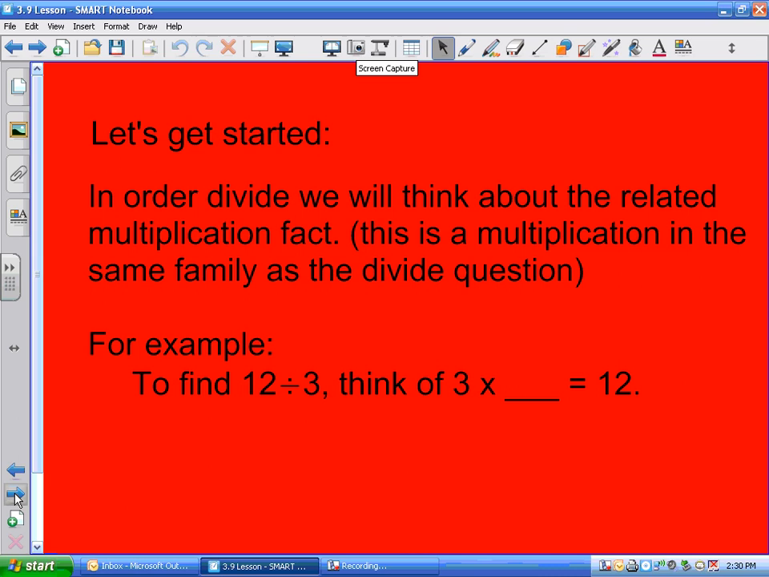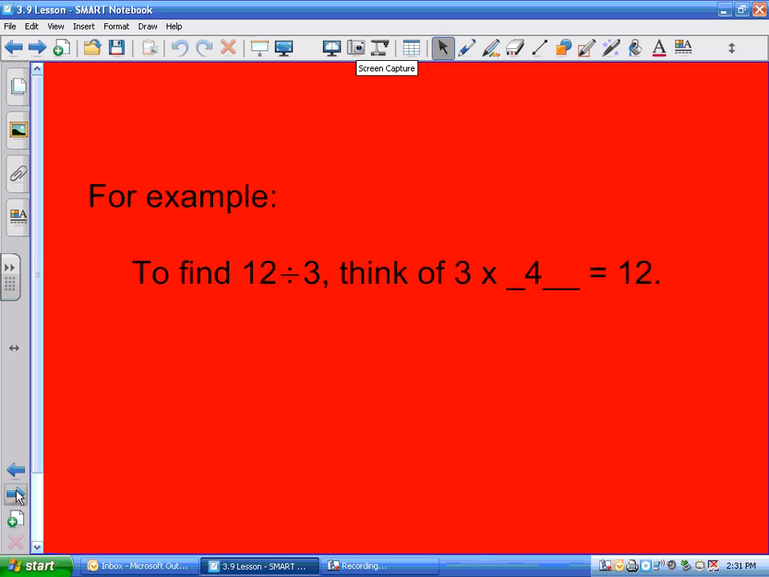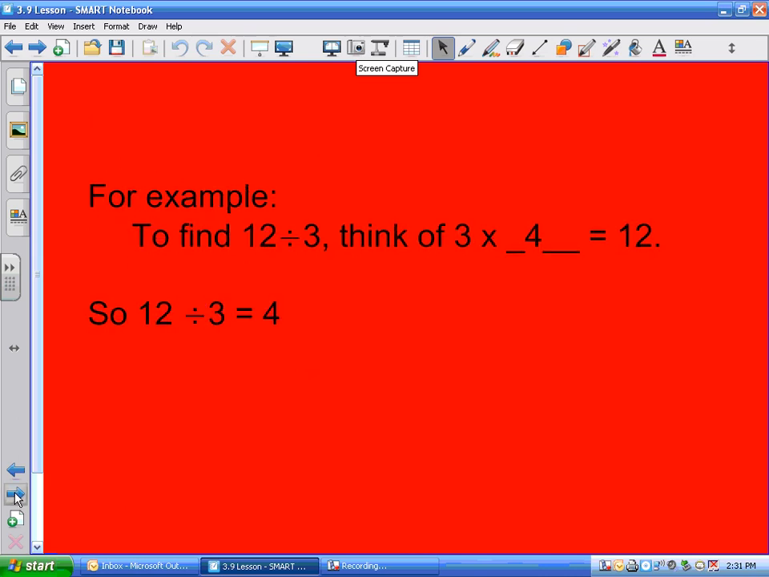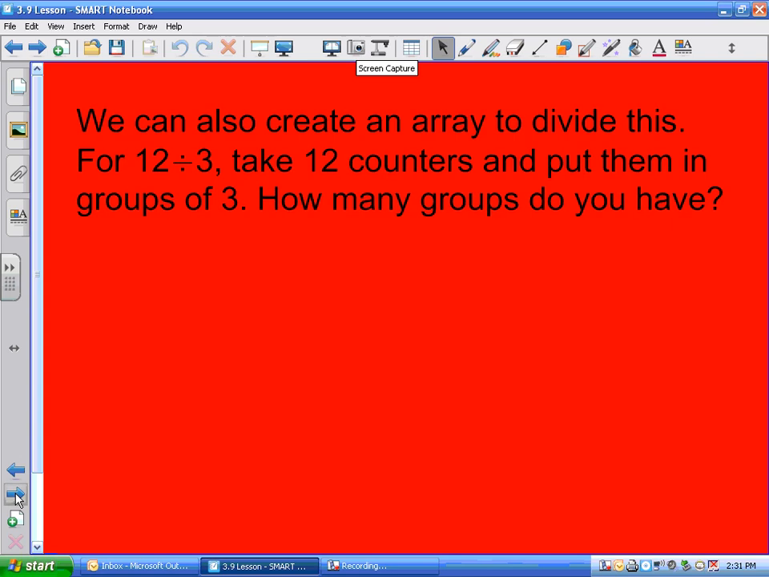So for example, if I want to find 12 divided by 3, I want you to think about 3 times what number gives you 12? Okay. 4. That's correct. 3 times 4 is 12. So if 3 times 4 is 12, we can use our family knowledge that 12 divided by 3 is also 4. Right? So there's our answer.